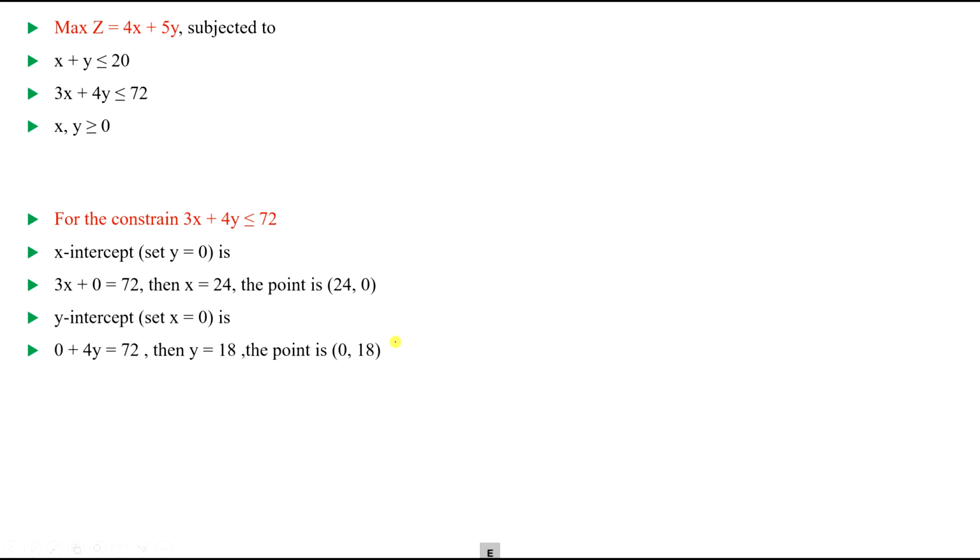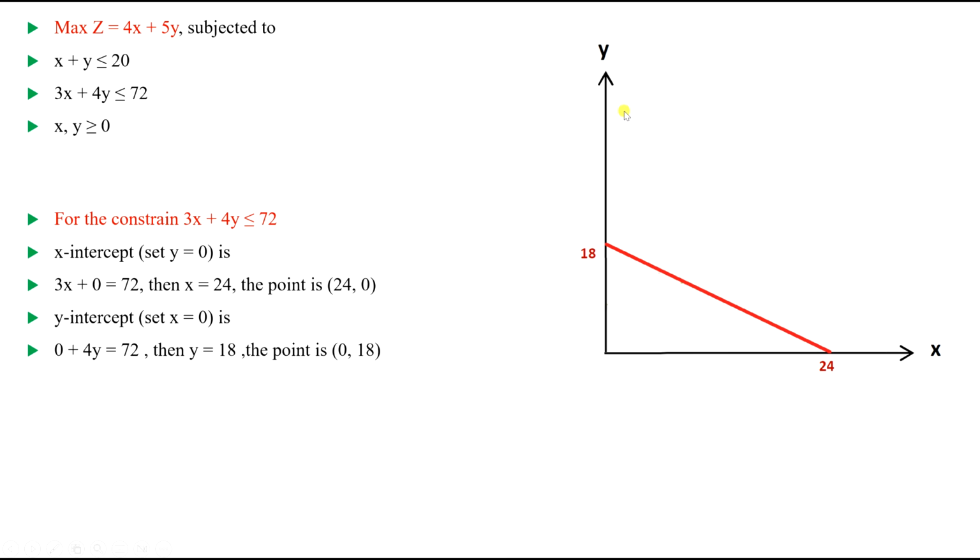Now if we plot this, the first point is x equal to 0 and y equal to 18. So x equal to 0, go up, y equal to 18. That is the first point. The second point is x equal to 24 and y equal to 0. So go all the way here, x equal to 24 and y equal to 0. Then we connect the 2 points together.